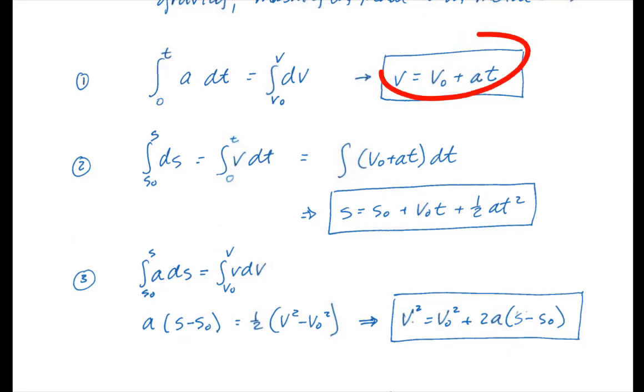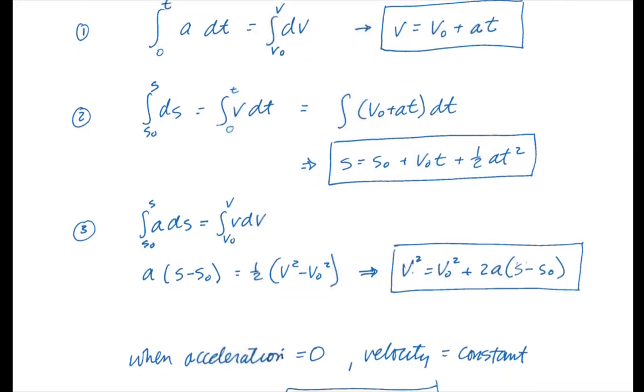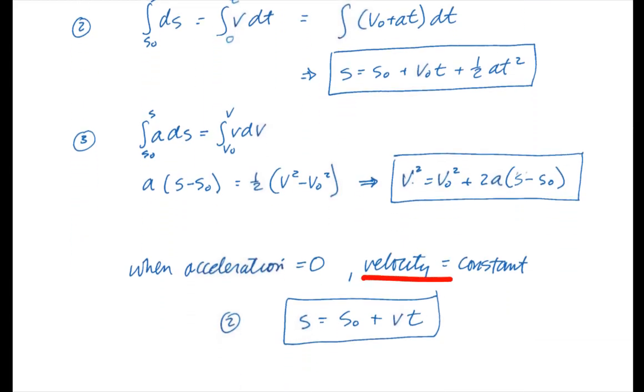And those three forms are used a lot in dynamics. I encourage you to memorize them. They are not that hard to memorize. We use them over and over and over again. And if you have to look them up every time, you do a lot of looking up. That's all I'm saying. So, if acceleration is equal to 0, then we have constant speed or a constant velocity. And here's the constant velocity equation.